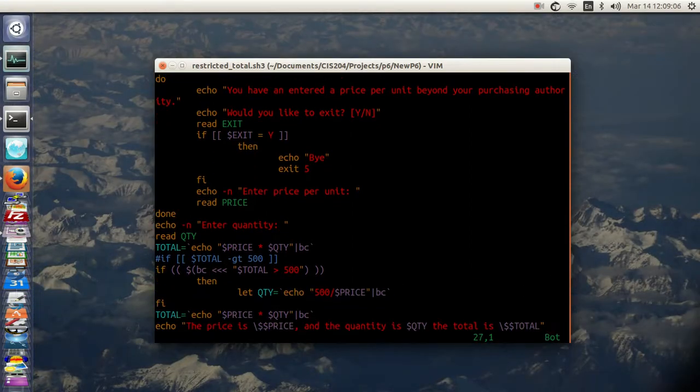At which point I will echo price times quantity through the BC. That allows me to do floating point math. If I didn't do that, it would go sideways.